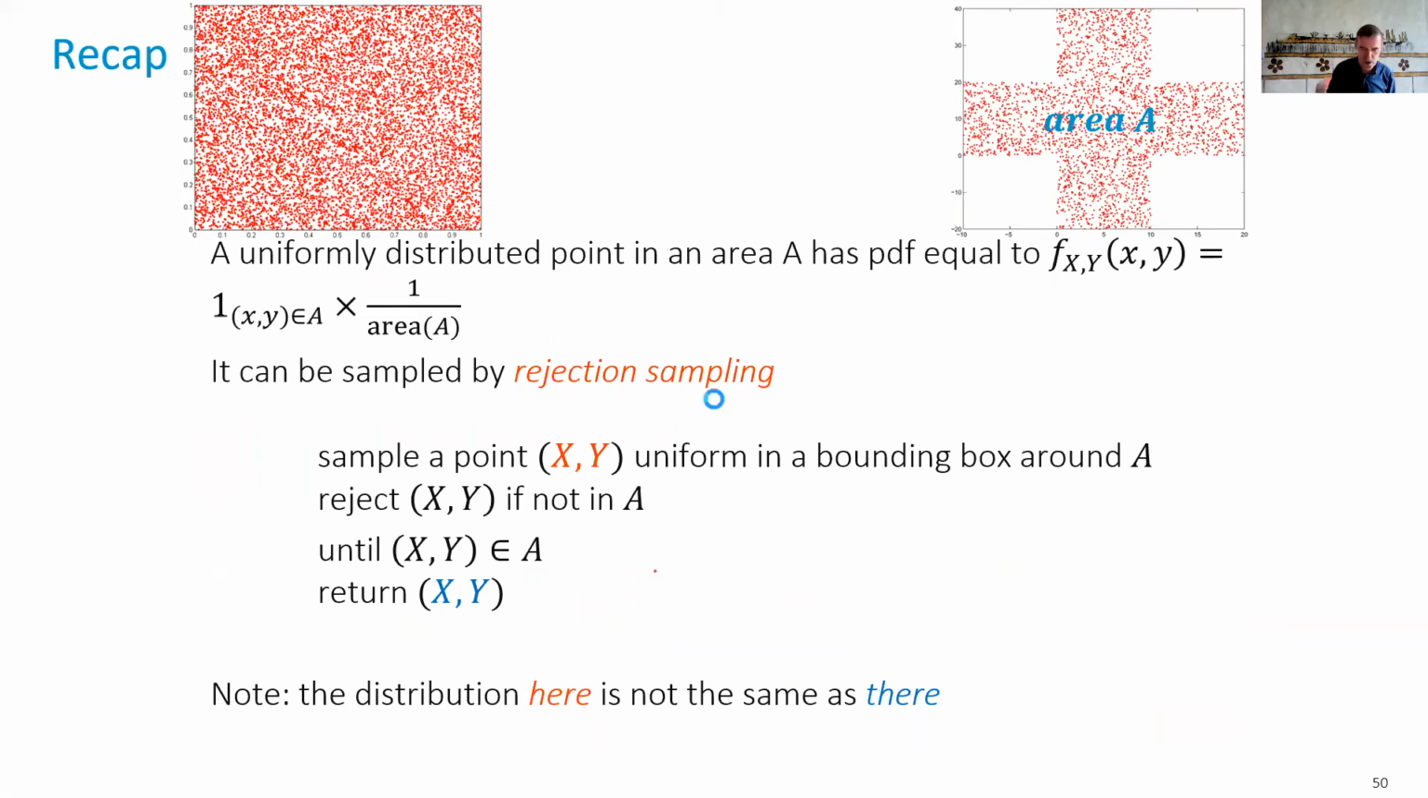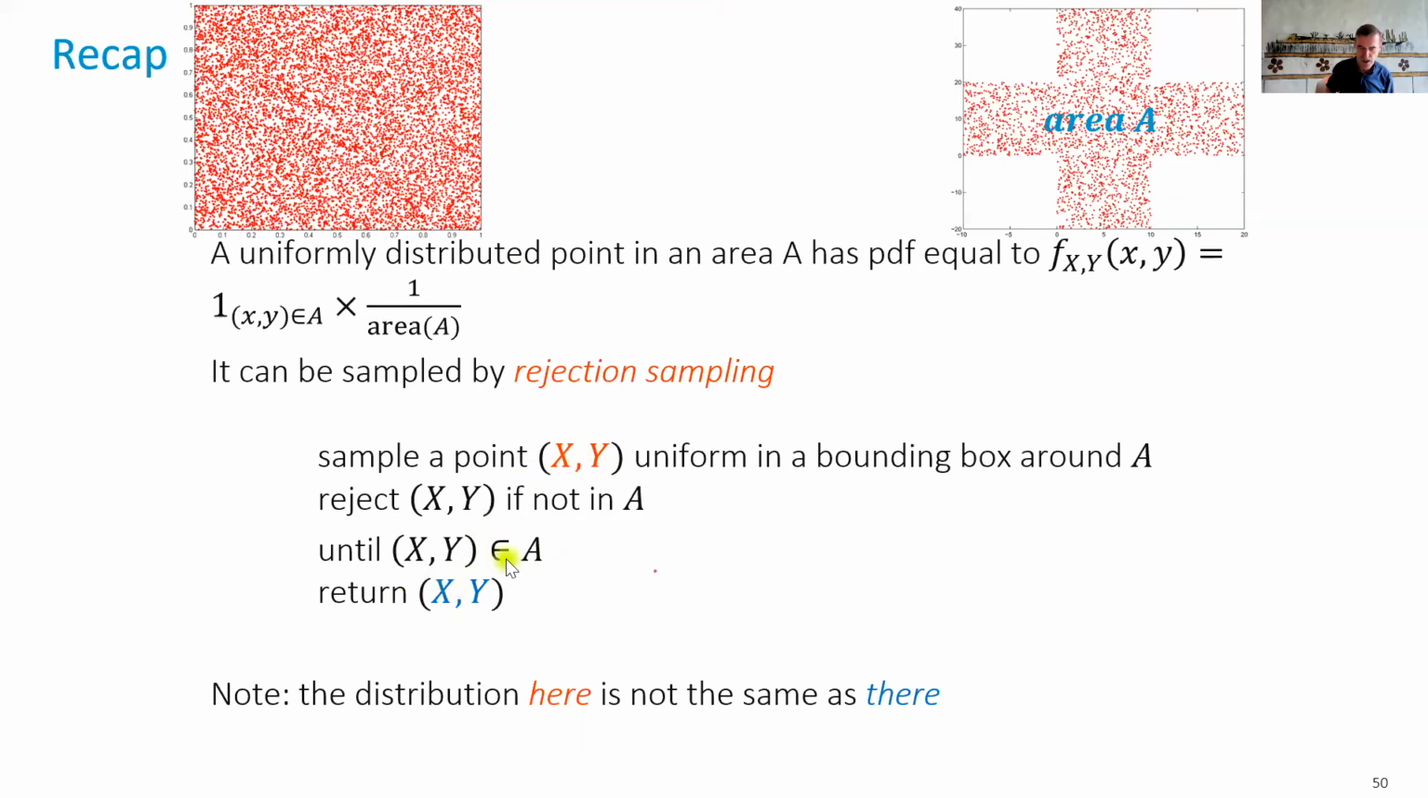So another way to look at it: I computed a point, the red point, uniform in the bounding box. I rejected it whenever it was not satisfying the condition. And what I return here is, of course, a point that was red at the beginning.